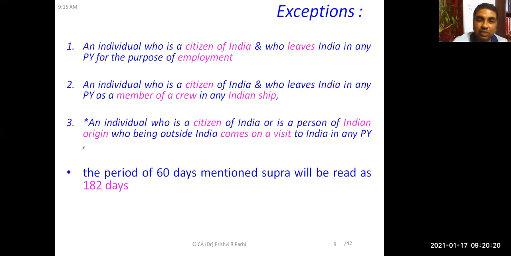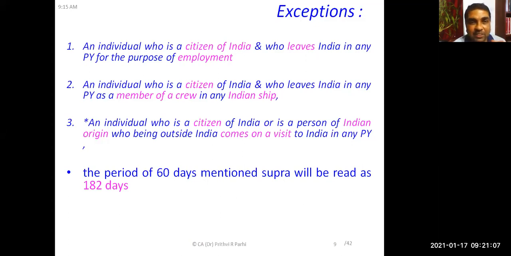Did you understand? So if he is a citizen of India, or he is a person of Indian origin who, being outside India, comes on a visit to India. In the first 2 cases, the person was leaving India. Third case, he is coming to India on a visit. Understood these 3 situations? Yes, sir. In that case, what will happen? The 60 days mentioned before, where was it mentioned? It was mentioned in the second condition, part 1. The 60 days mentioned before shall be read as 182 days.